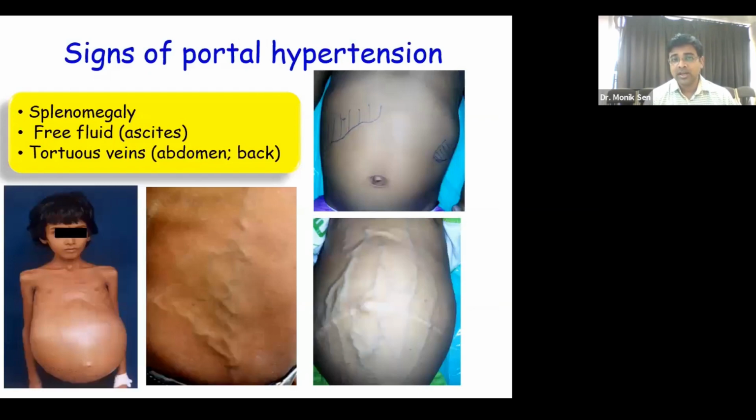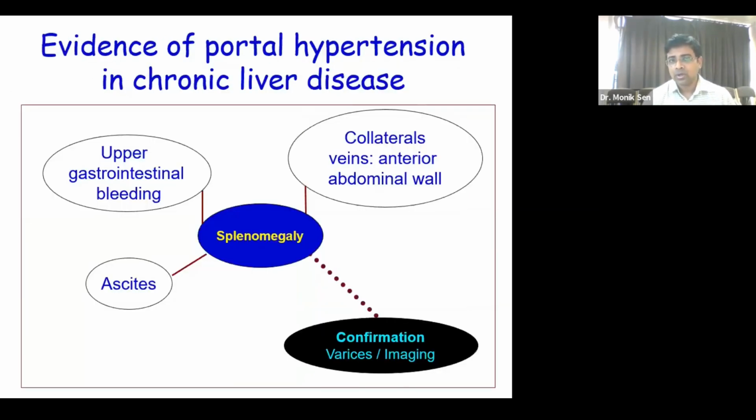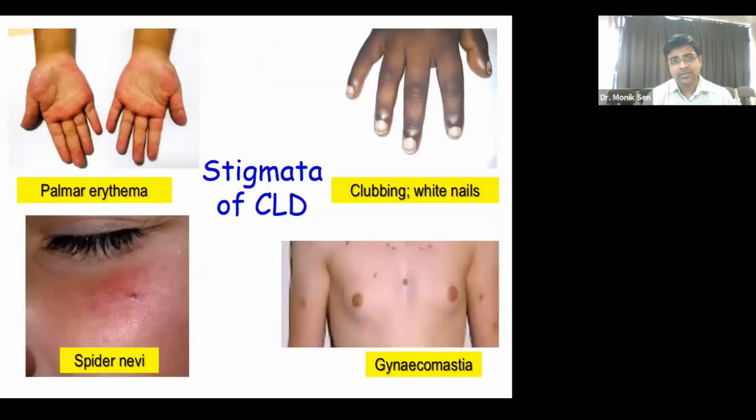These are the features of portal hypertension. As you can see, this is a child with ascites. Then the next picture shows you dilated veins, and then the picture on the top tells you that there is an irregular liver and a spleen that is palpable. So the evidence of portal hypertension in a chronic liver disease is upper gastrointestinal bleeding, ascites, splenomegaly, collaterals, and on investigations, you may find varices, or imaging may show dilated portal vein or anything that is specific of portal hypertension.